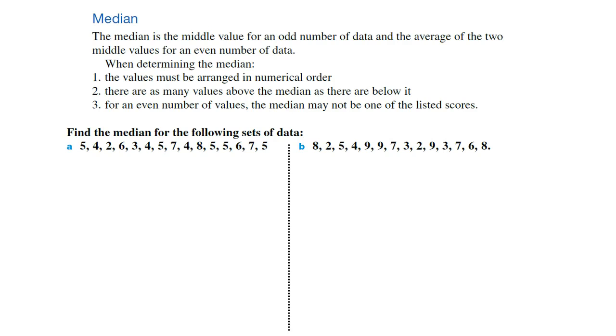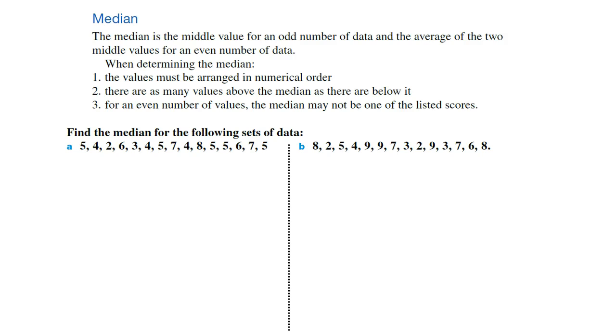The median is the middle value for an odd number of data and the average of the two middle values for an even number of data. We'll go through what that actually means in a moment. What we'll find here is that the values must be arranged in numerical order. That means I've got to start from smallest to biggest. And then there are as many values above the median as below it.